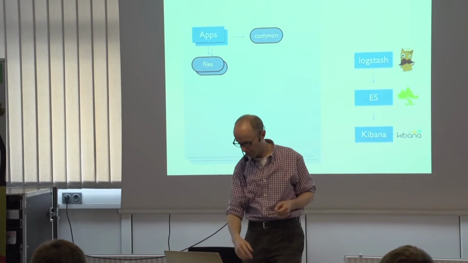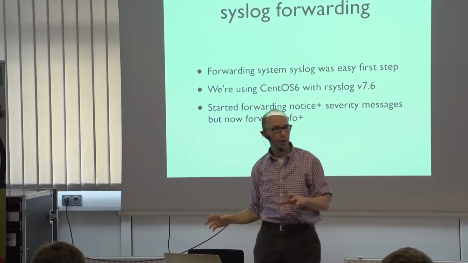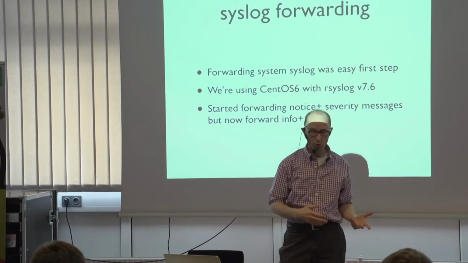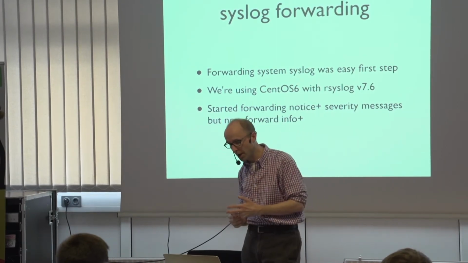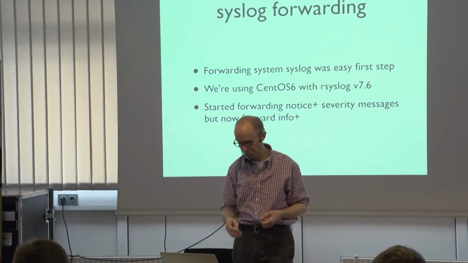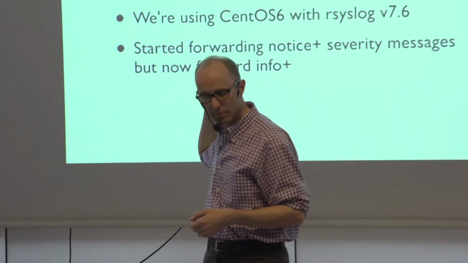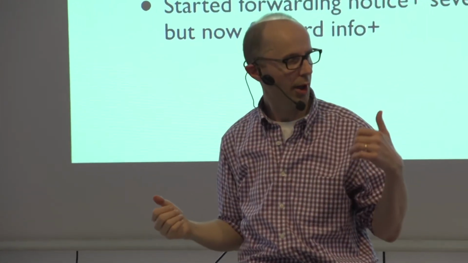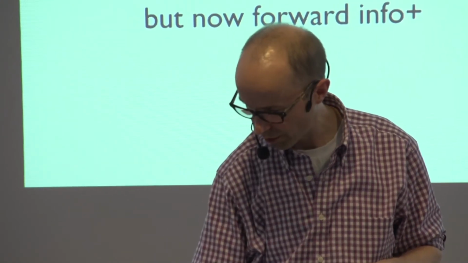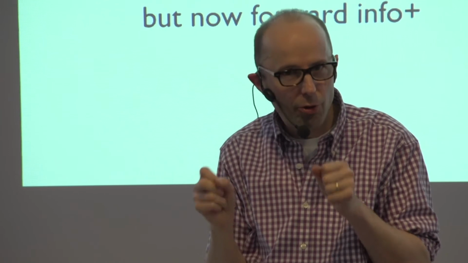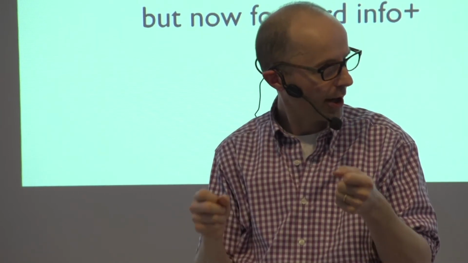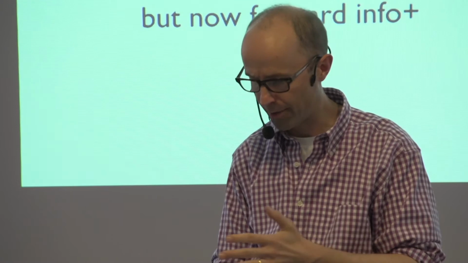Fabulous. We need to start throwing things into it. So the first thing to put into it was syslog, because we already have syslog gathering system logs. So it's very easy just to forward the system logs in. Straightforward stuff. Now we use CentOS, and I think the syslog that came with CentOS was fairly old, so we've upgraded. We're on 6.7 now. There's an 8 point something out that we'd like to upgrade to. We started timidly just forwarding notice severity and higher, so notice and warning and error and above. But now we just throw everything of info severity or greater.